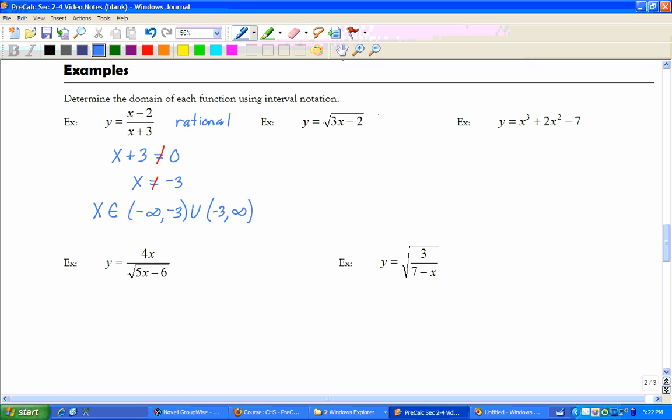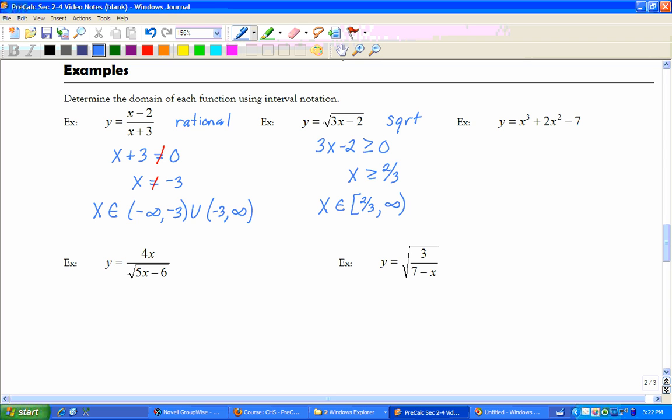Our next example is a square root. So we know with the square root we want to exclude the negatives, but we want to include the positives and 0. So we're going to say 3x minus 2 is greater than or equal to 0. So we solve that, and we end up with x is greater than or equal to 2/3. In interval notation, x is an element of the interval from positive 2/3 with a square bracket to positive infinity with a parenthesis.